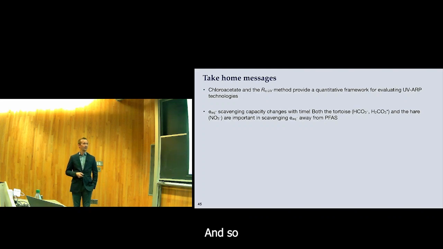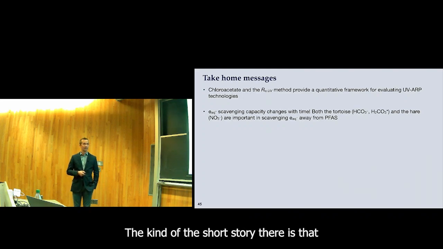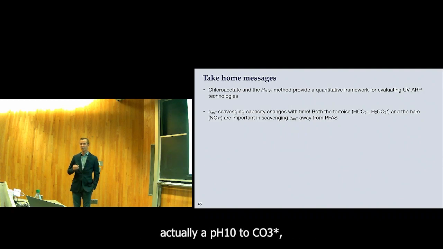And so we need to think about the role of bicarbonate. The short story there is that at pH 10, H2CO3*, true carbonic acid, and dissolved CO2 can play an important role in scavenging away aqueous electron, even at pH 10, where that's a pretty minor species. And so I think that's why pH 12 performs so much better than 10, but it's something we need to think about.